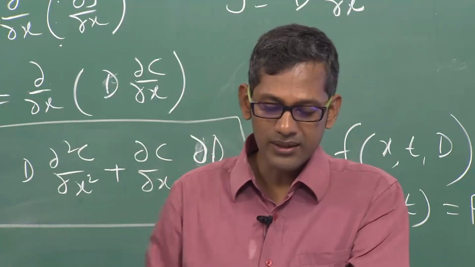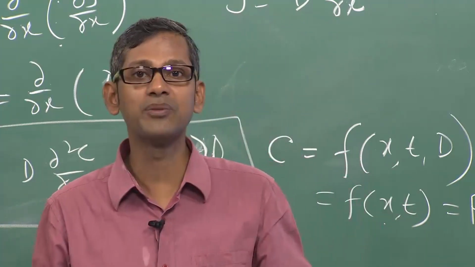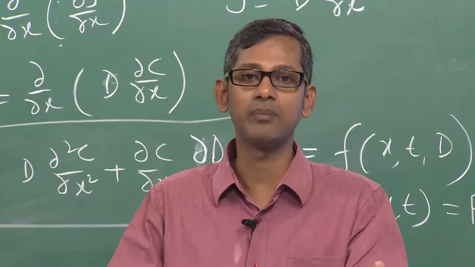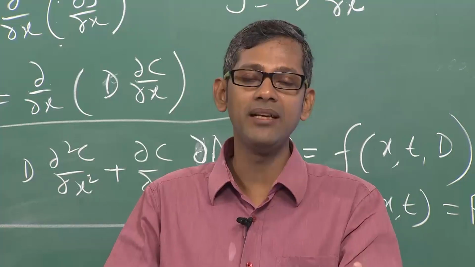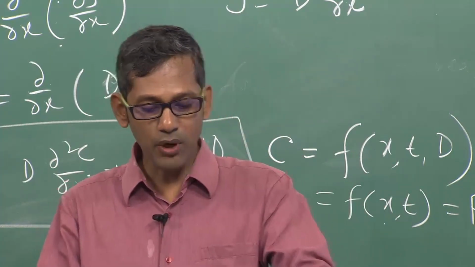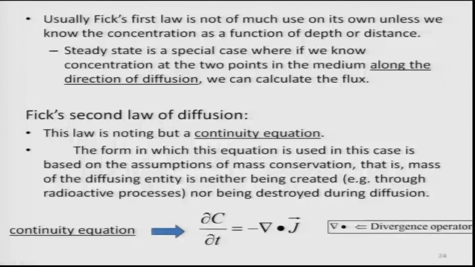Fick's second law is nothing but a continuity equation, a mass balance. Whatever I have done on this board is basically a mass balance. I have considered two planes and calculated the flux differences, that is nothing but mass balance. The form in which the equation is used is based on the assumption of mass conservation, that is, the mass of the diffusing entity is neither being created nor destroyed. So, that is the continuity equation, and we know the continuity equation is like this.